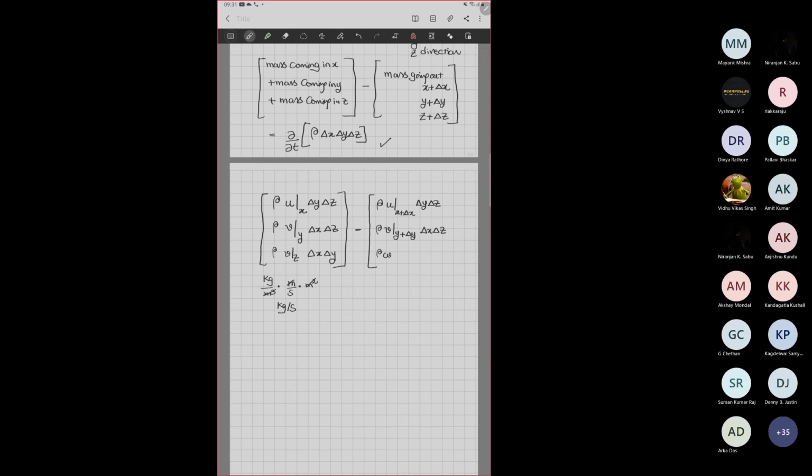Similarly, rho, I'm sorry, here it's not v, it's W. Rho W calculated at z plus delta z multiplied by delta x, delta y. This is the mass going out. Again, units: rho is kg per meter cube multiplied by meter per second multiplied by meter square, so kg per second.